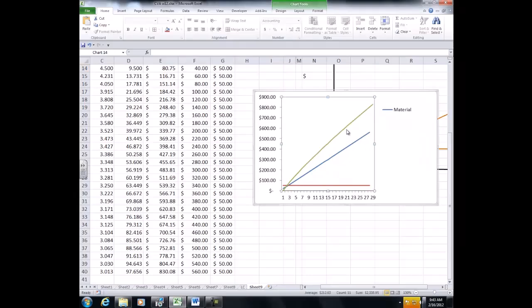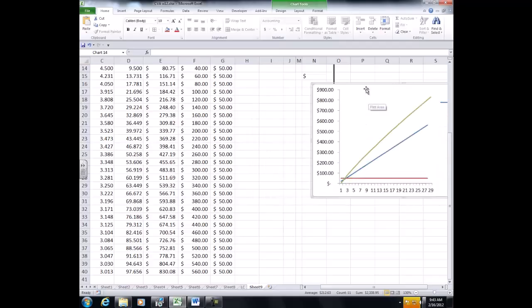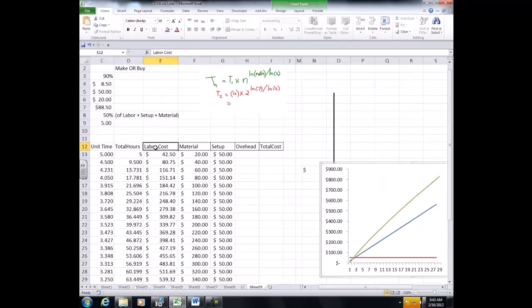One more time. So this green line, there's a little bit of curvature there. It's not that pronounced, but you can see that there's some curve there. And that's because of the improvement in labor, meaning reduction in labor cost as you produce more units. So that graph is actually a total cost graph showing the 3 components: labor, material, and setup.